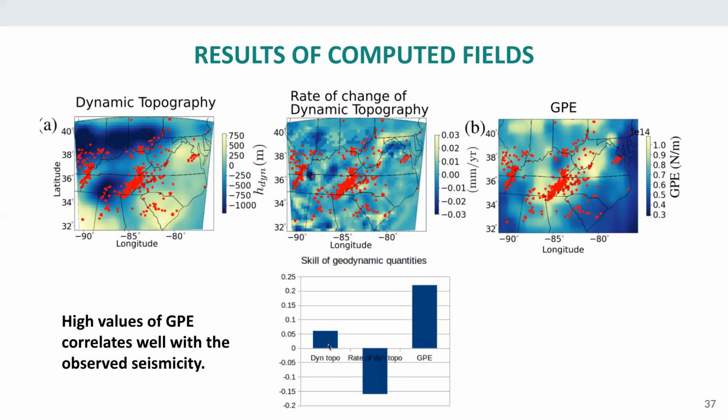As we can see, there is a small positive correlation of dynamic topography with the earthquake distribution and a quite significant relationship with respect to the observed earthquake density. A value of 0.5 represents a perfect correlation. So this scale represents about 0.23 scale of GPE, which is the lateral variations in density and structural heterogeneity affecting the earthquake distribution.